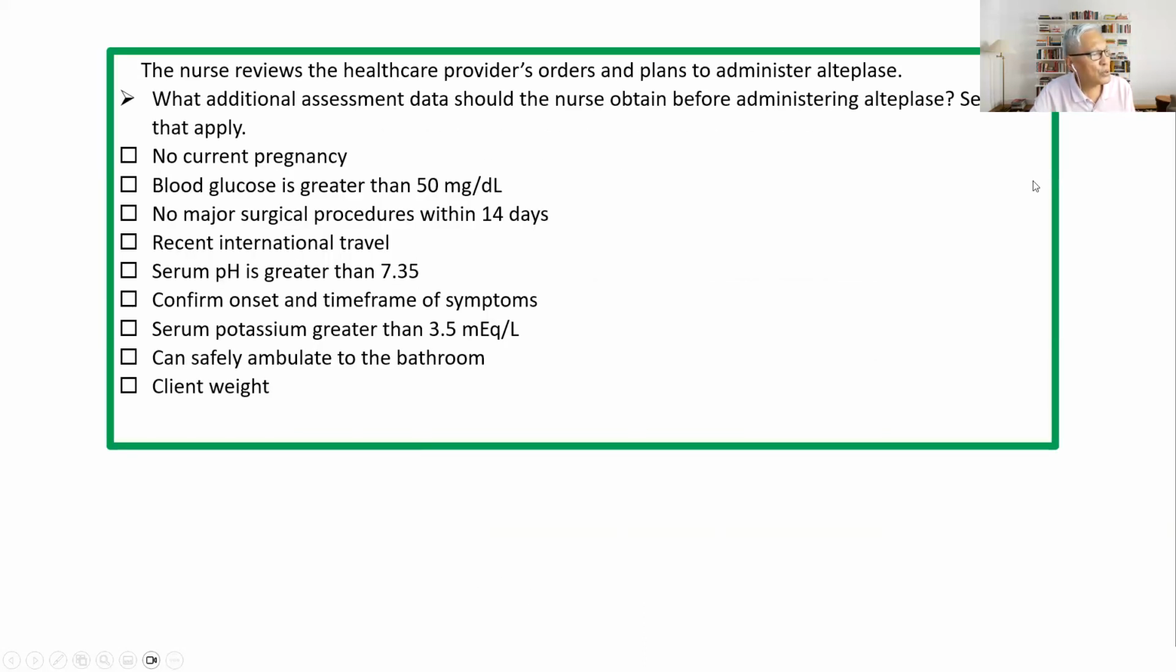So the nurse reviews the healthcare provider's order and plans to administer alteplase. What additional assessment data should the nurse obtain before administering alteplase? Select all that apply. This is a different question. No, this is a different question. I'm sorry. Let me see. Here.